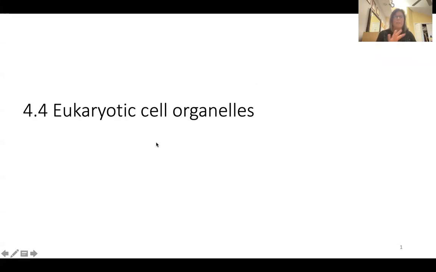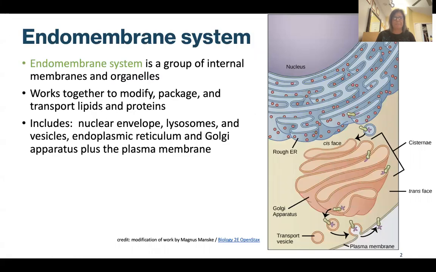All right. So there are two components to this. The bulk, or the main content, of this chapter is 4.4. We're going to talk about eukaryotic cell organelles. And then 4.5 talks about organelles found in plant cells. Plant cells are eukaryotic, but they have some special organelles on top of what we're going to talk about, so they're in 4.5. We're going to do that all today.